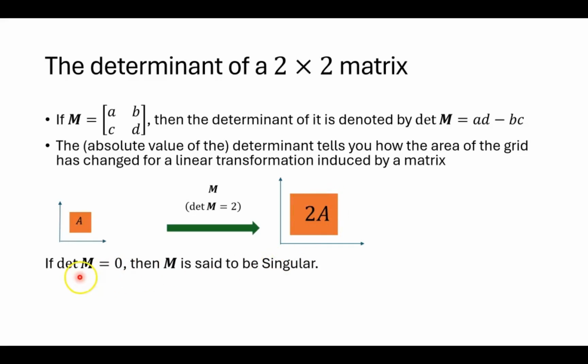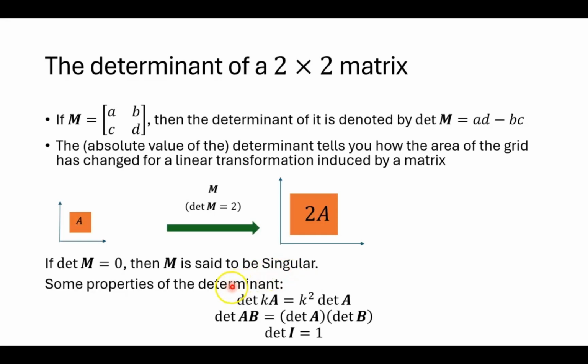The main thing is that if the determinant of M is 0, then M is said to be singular. You need to remember this word. It may come out in the test. And also, there are some properties of the determinant. The determinant of kA: if you multiply matrix A by a scalar or number k, then you can actually get k out and square it, so you get k squared det A. And the determinant of a product is the product of the determinants. To calculate the determinant of a product, you just calculate the determinant of the two matrices separately and multiply them together. And the determinant of the identity matrix is 1.